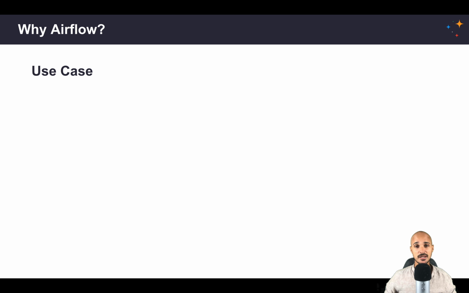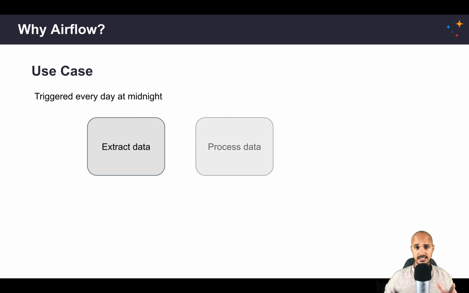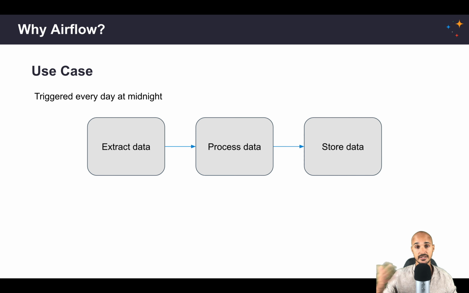The best way to explain why you need a tool is to start from a typical use case. Let's imagine that you have a data pipeline that you want to trigger every day at midnight. You might have this data pipeline with 3 different tasks: extract data, process data, and store data. Obviously, at each task, you will interact with other tools such as Spark or a database, for example.